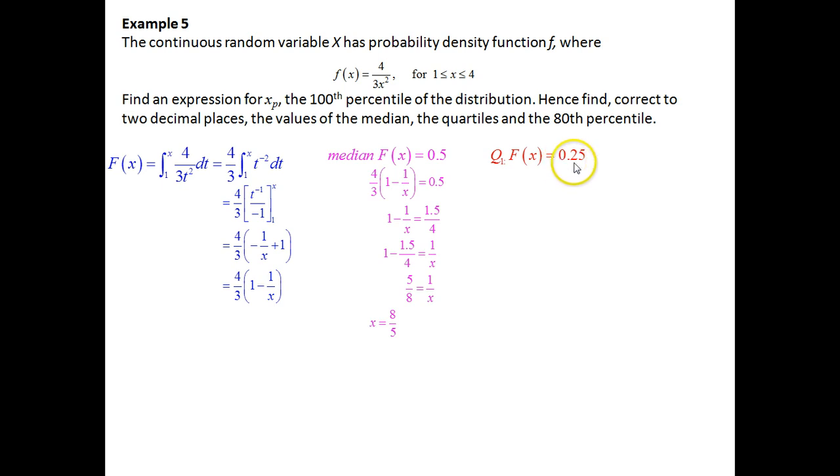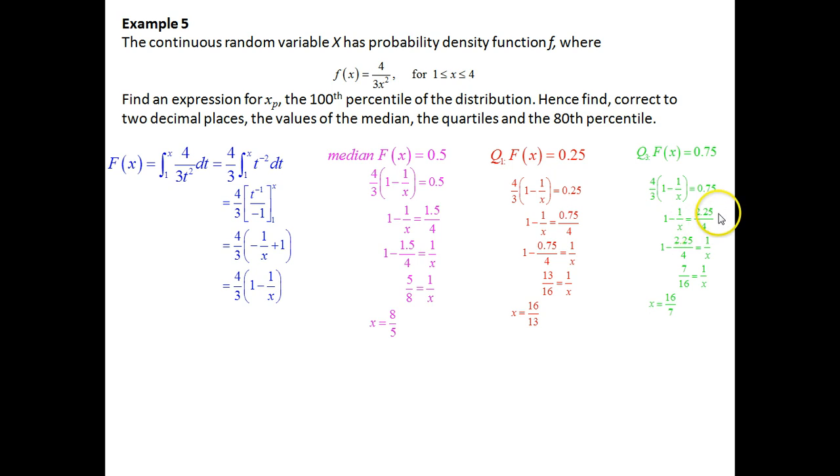My lower quartile would give me a probability up to 0.25. So I need to work out what x gives me that. So I put my formula for the cumulative distribution function equal to 0.25. I rearrange, I bring the fraction over, and then I flip to get x instead of 1 over x, and I've got 16 over 3. Same for the third quartile, which gives me 3/4 of the probability. So I've got 0.75 as my cumulative distribution function. I put them equal, multiply by 3, divide by 4, and I rearrange, and I get 1 over x to be 7 over 16. So my upper quartile is 16 over 7, which is 2 and a bit.